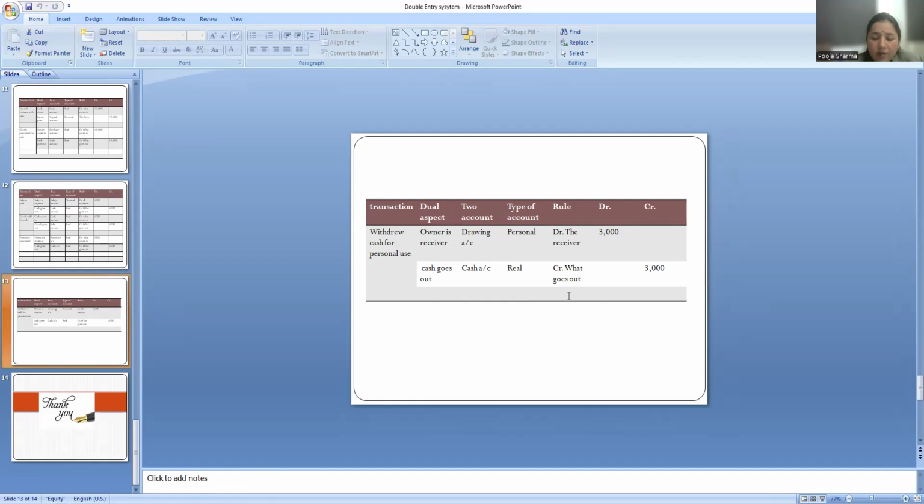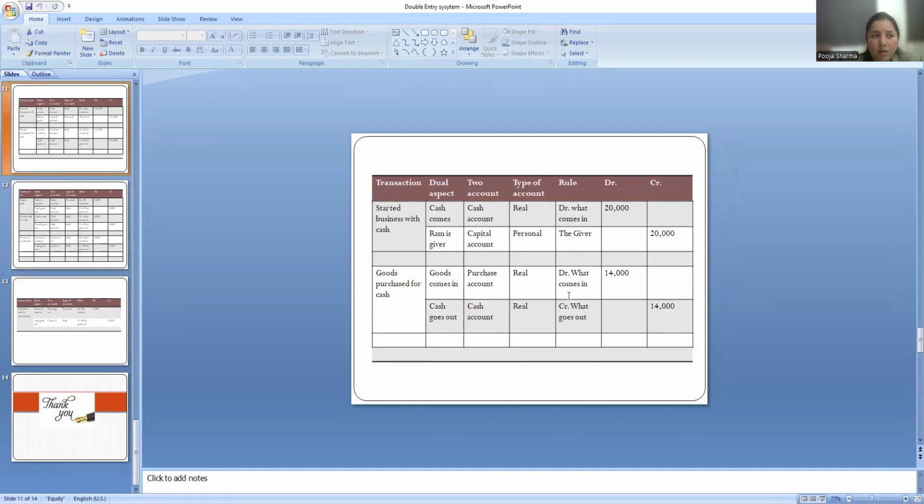The transaction will be drawings account debit to the cash. Here the drawings is debited because the receiver is the owner, and in the place of the receiver's name we will write the drawings. We cannot write the name of the owner in its own business book, and the cash is going out, that's why it is credited.